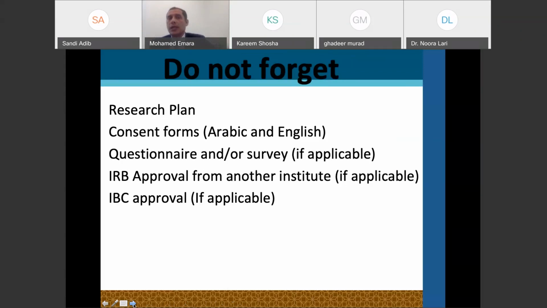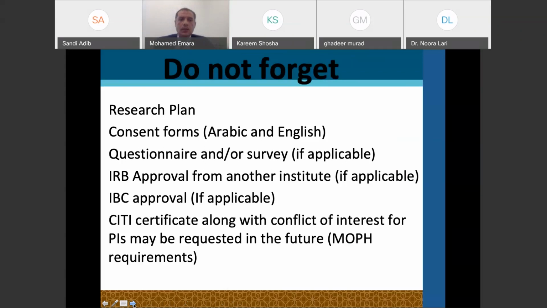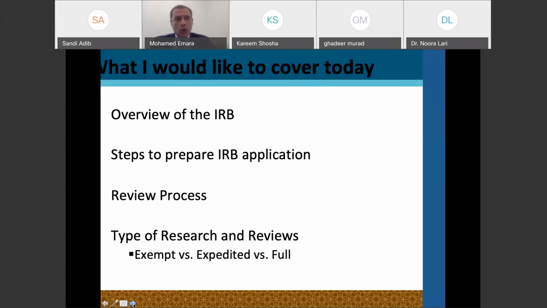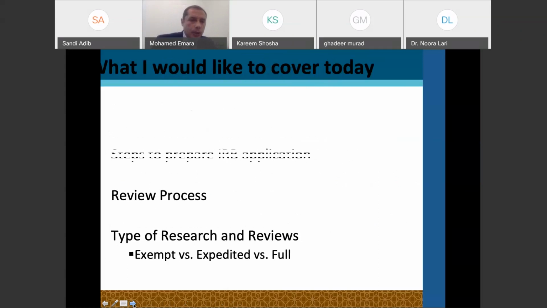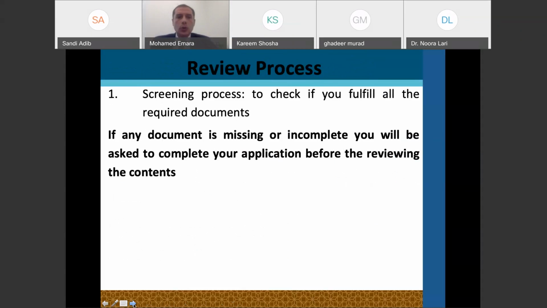IBC approval, please always provide. It's very important for us. And the CITI certificate that I mentioned before, which might be applied later, is one of the requirements. So I'm done with the overview, steps to prepare, review process. Now I'm going to go to the review process quickly because Sandy might also touch base on this.